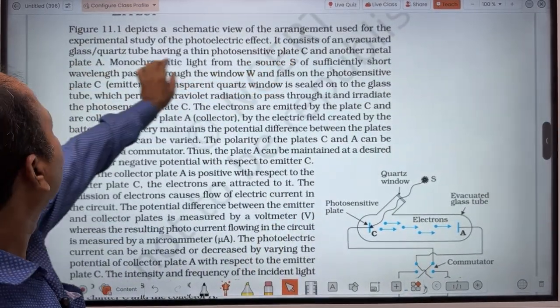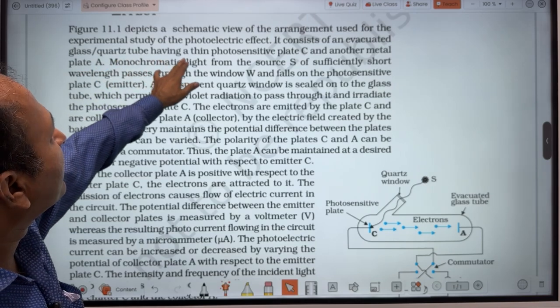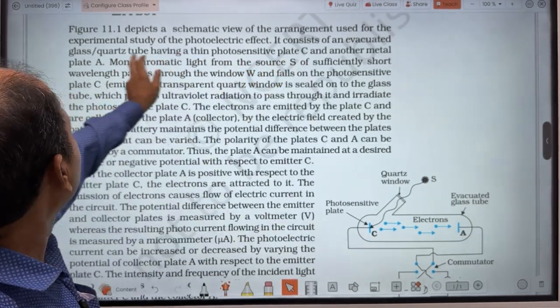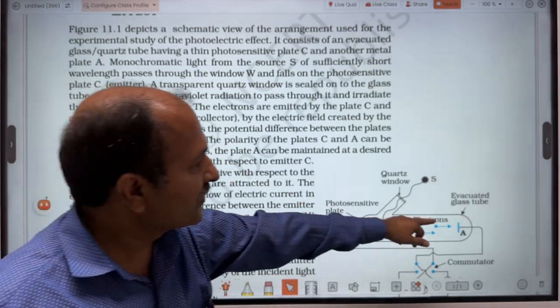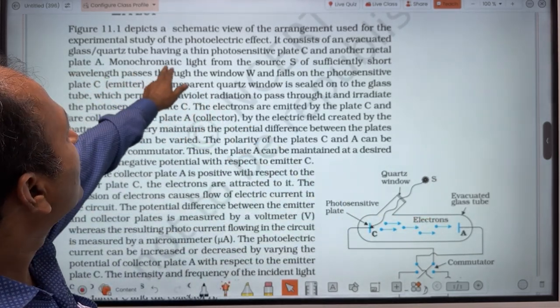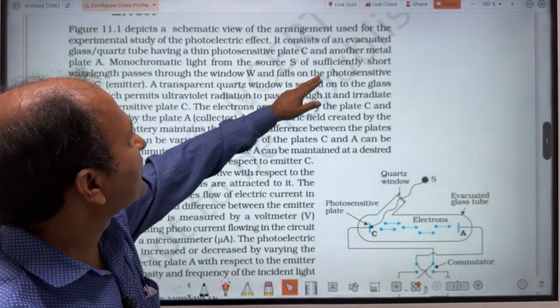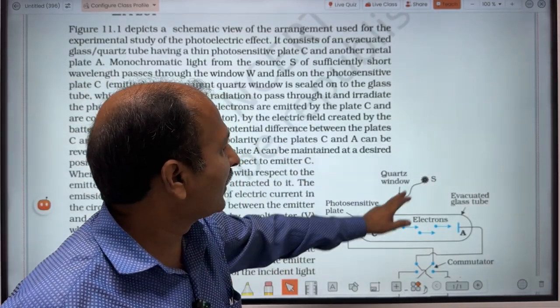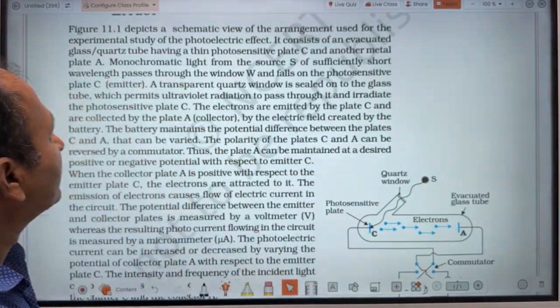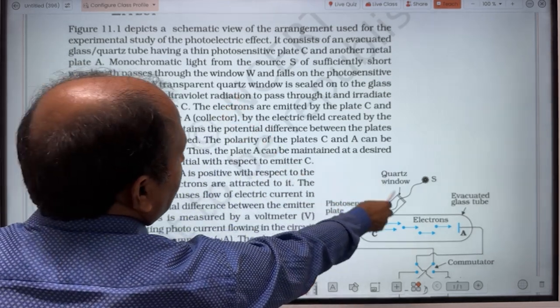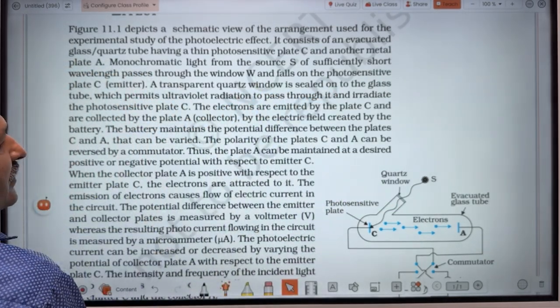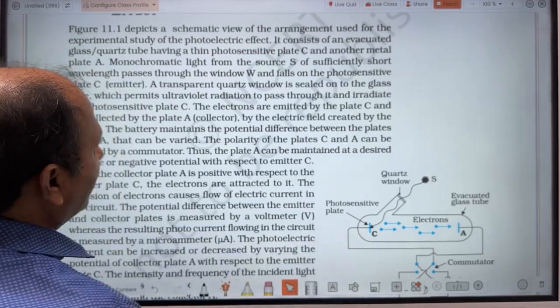So let's describe it. Description we can read. It consists of an evacuated glass quartz tube having a thin photosensitive plate C. This is photosensitive plate C, and another metal plate A. This is metal plate A. Now, monochromatic light from the source S of sufficiently short wavelength. So this is the source from where monochromatic light is falling on this plate through this quartz window and falls on the photosensitive plate C. This plate is also called emitter because it emits electrons.